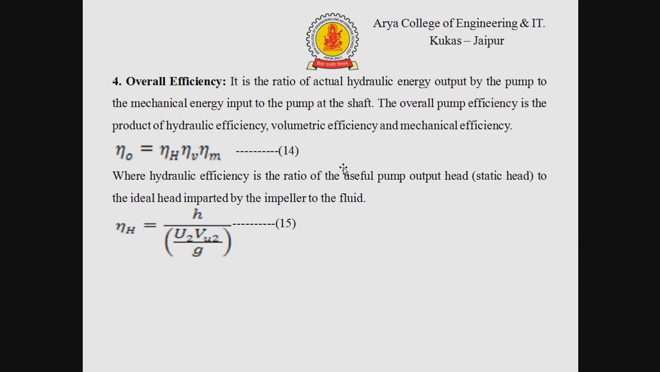Overall efficiency is the ratio of the actual hydraulic energy output by the pump to the mechanical energy input to the pump at the shaft. The overall efficiency is the product of hydraulic efficiency, volumetric efficiency and mechanical efficiency, as shown by equation 14, where hydraulic efficiency is the ratio of the useful pump output head to the ideal head imparted by the impeller to the fluid, as shown by equation 15.